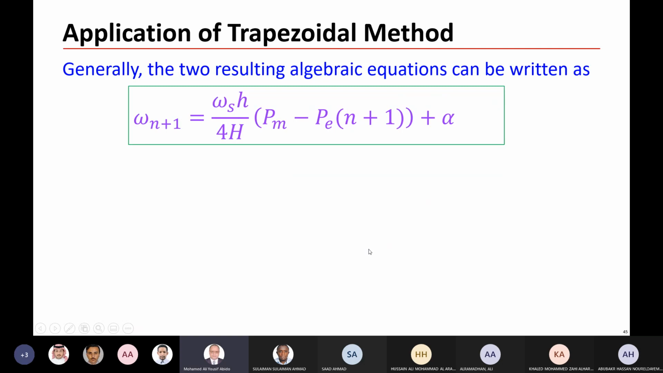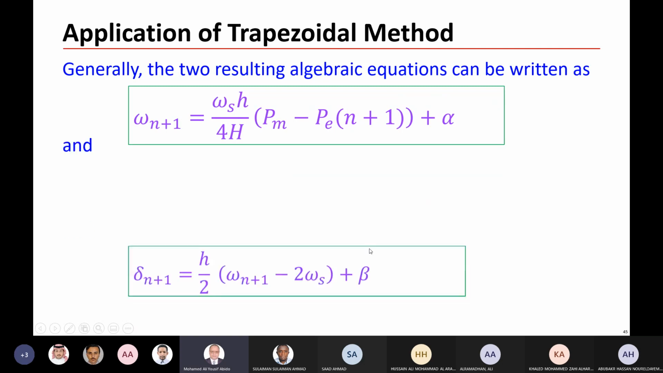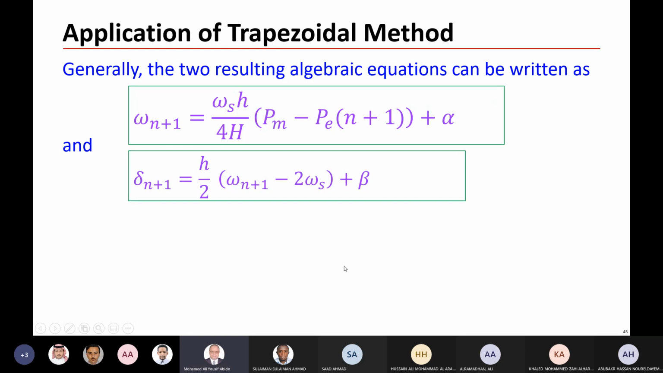Generally, the two resulting algebraic equations can be written as omega n plus 1 and delta of n plus 1 equal to this. Here, we can combine this constant, and this is another constant, which depends on the value at n.